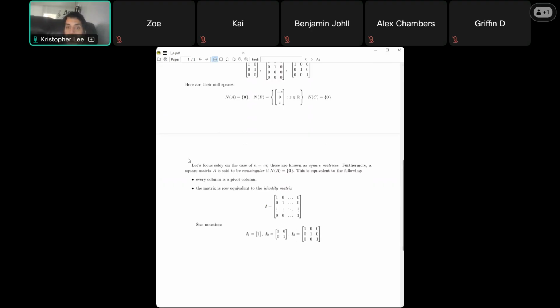So, all right, like I said, we've now got this nomenclature. We have isolated the special type of matrix called non-singular, which is a square matrix with a trivial null space.